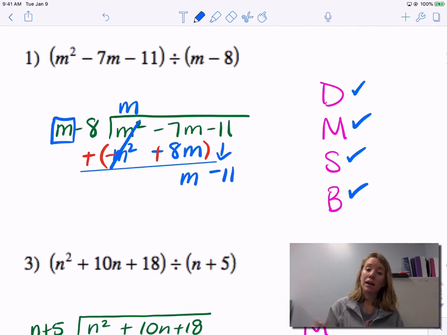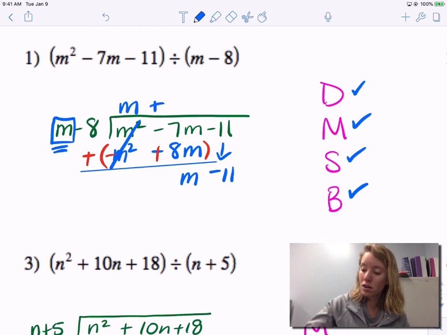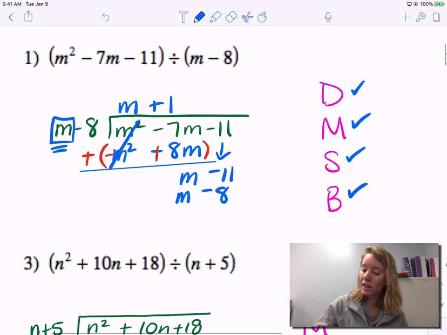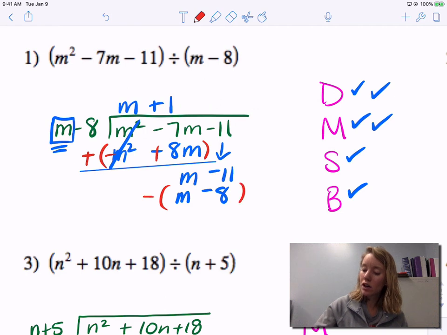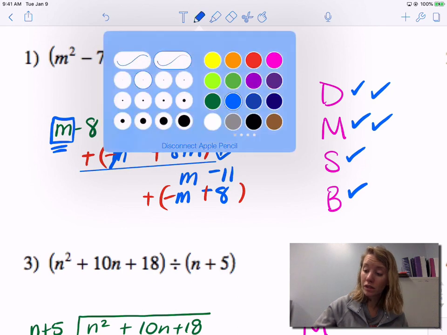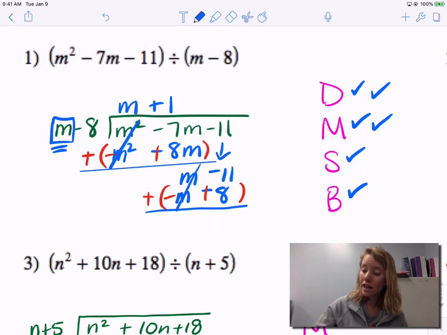Check. So now I go back up to the beginning. I still am looking at this m right here. And I divide m into m. M times what gives me m? Well, that's just plus 1. So 1 times m is m. 1 times negative 8 is negative 8. So I've divided, I've multiplied, now I need to subtract. Remember, when you subtract, you change all your signs, every single one. M's cancel, negative 11 plus 8 is negative 3.